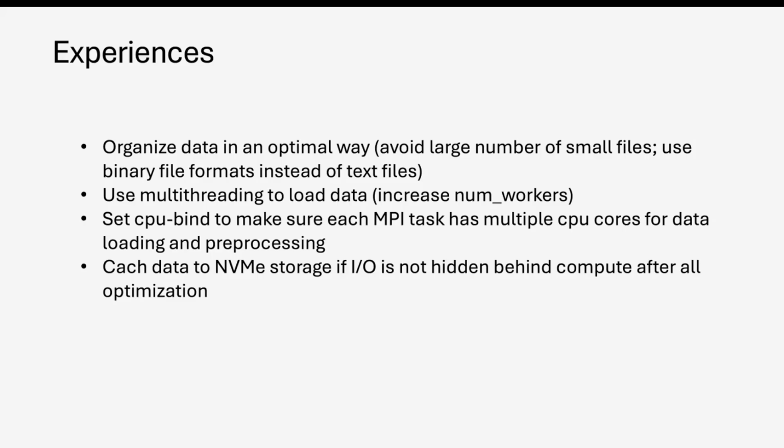And then you might also want to choose a different format. If your data is raw data like a text file, you want to convert it into binary. That will immediately reduce the data volume, right? And then also try HDF5 files. I found it pretty useful compared to other formats like NumPy arrays or other machine learning formats. And then use multiple threading, right? Tune the number of workers, set the CPU binding, and then cache data to NVMe if you find the data is actually very heavy.